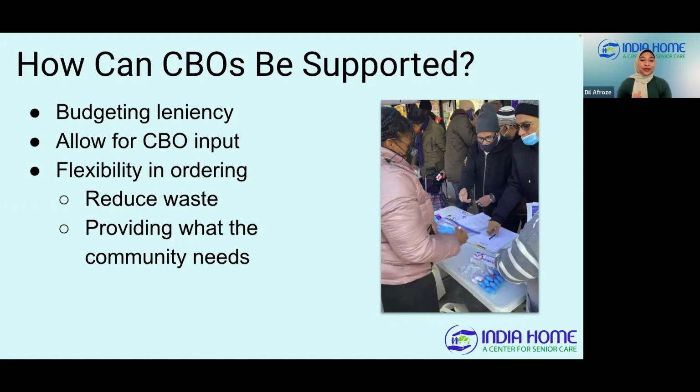To be able to continue to provide these kinds of incentives to the community, CBOs need support from, let's say, the DOH, whoever is going to give us these grants. So we need budgeting leniency. A lot of grants require you to have these incentive plans way in the beginning, before you start implementing the work, and it's a lengthy process. You have to figure out what you need to do for the whole process. Having that leniency to be able to go back and make edits is very helpful.